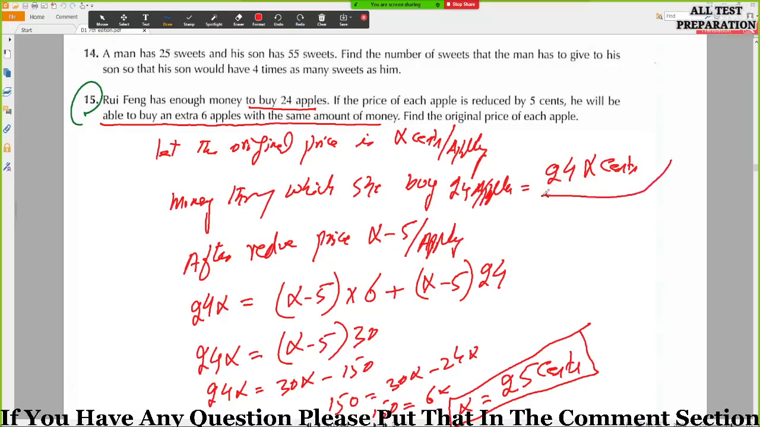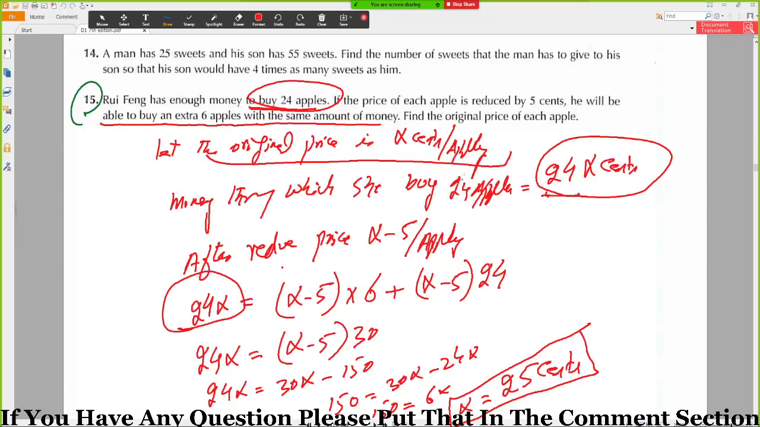So this is the amount of money. Okay, so you will write that over here. That will be equal to x minus 5 times 6. 6 is the extra apples plus जो 24 apples is the original value. So यहाँ पे आप इसको simplify कर लो, so you will get the x value and x is the original price. Got it?